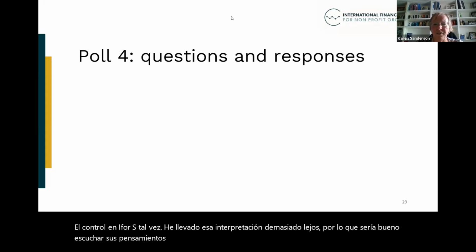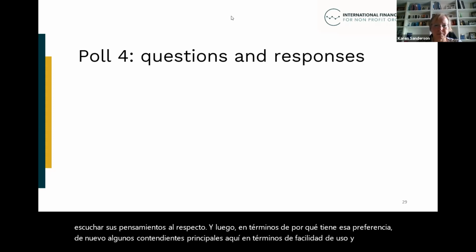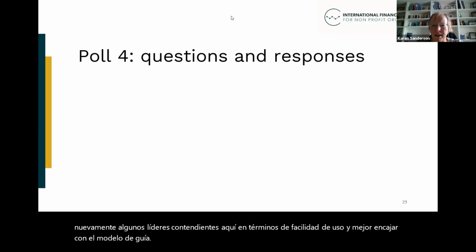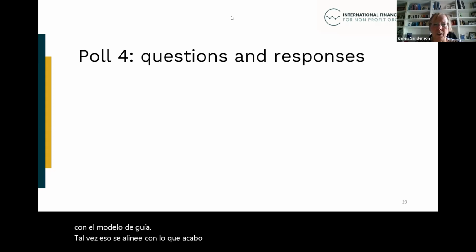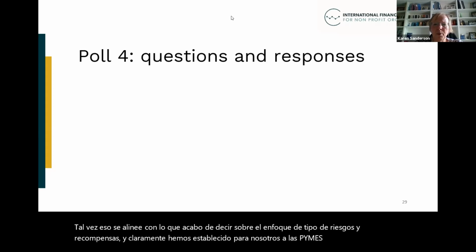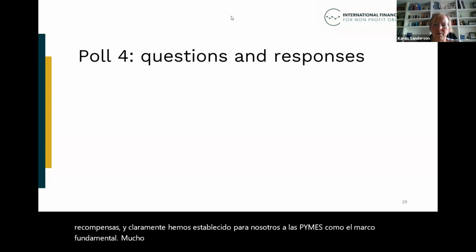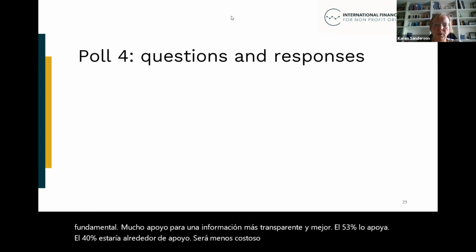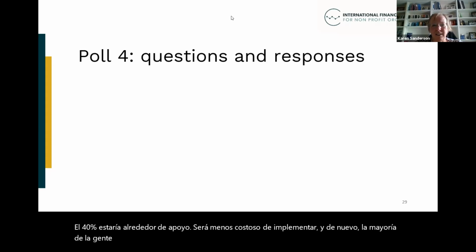And then in terms of why you have that preference, again, some lead contenders here in terms of ease of use and better fit with the guidance model. And perhaps that aligns with what I've just said about a risks and rewards type approach. And clearly we've set out IFRS for SMEs as the foundational framework. A lot of support for more transparent, better information, 53% supporting that, and 40% supporting that it would be less costly to implement. And again, fewer people saying that it's not about change from what is currently done.